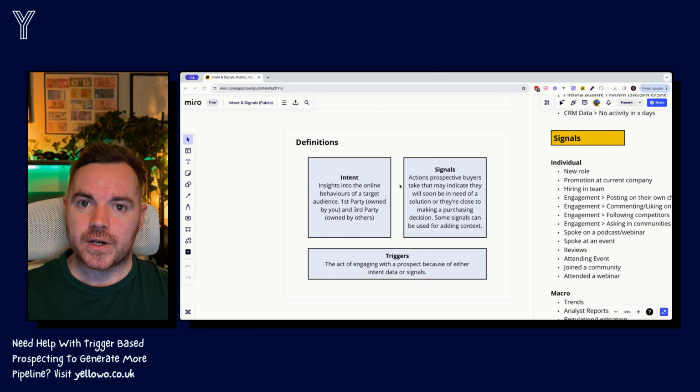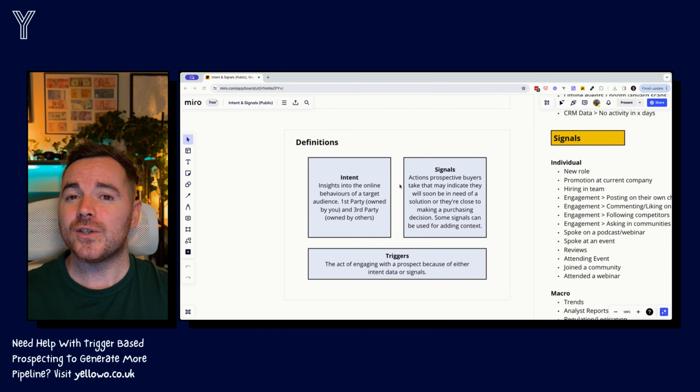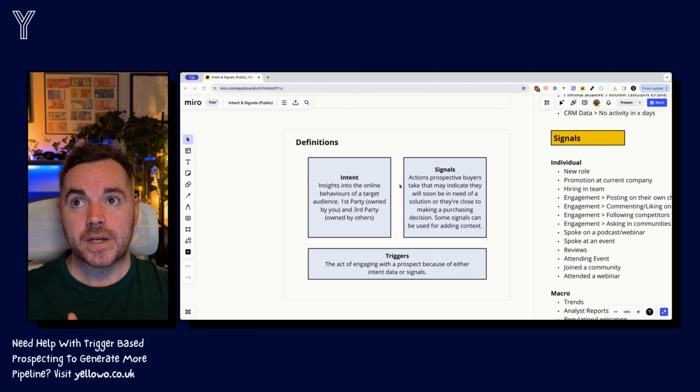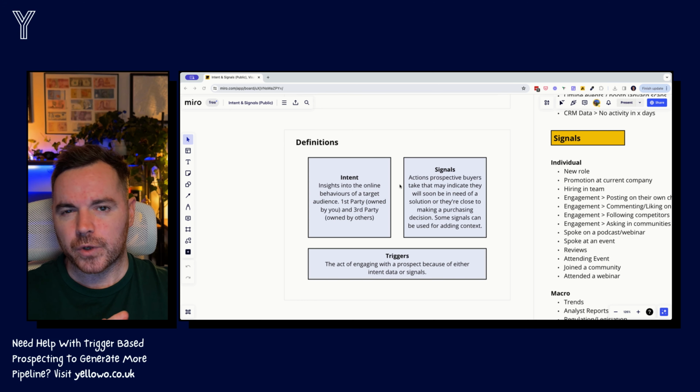When it comes to third party, this is where people own data elsewhere around the internet. So G2 and Capterra are great examples of third party intent data, which basically if somebody's looking for a HR onboarding tool, you may be able to get an alert and find out who that person is. That's the service that they offer. There's also lots of other sources. We'll go into that in a second.